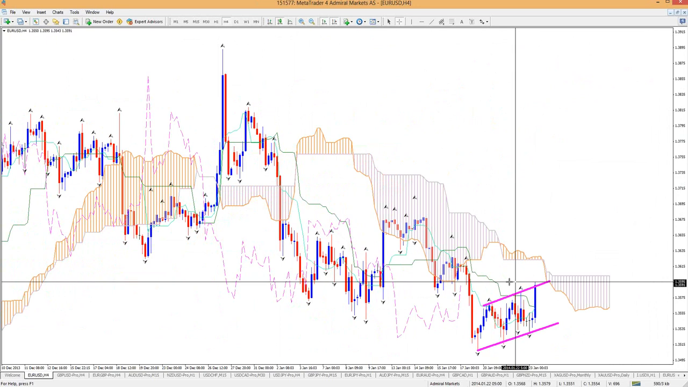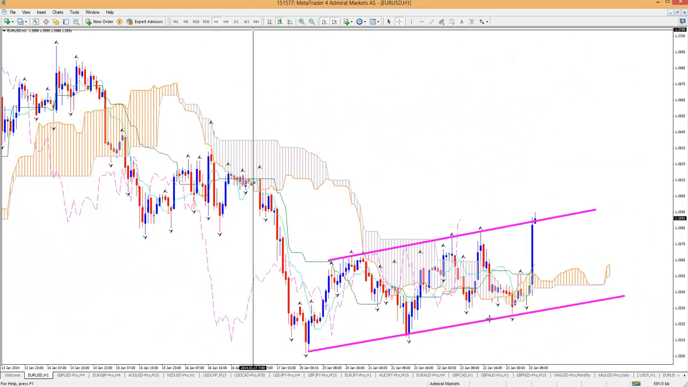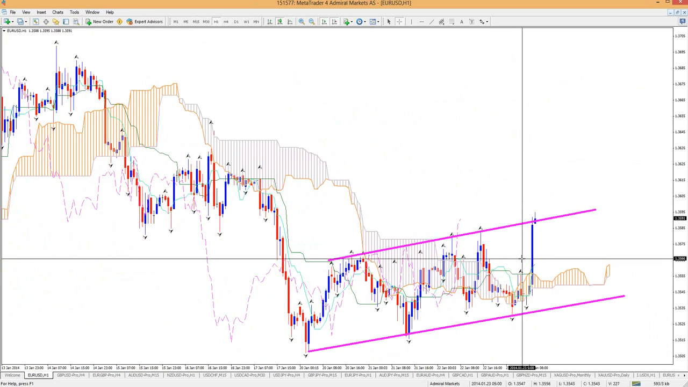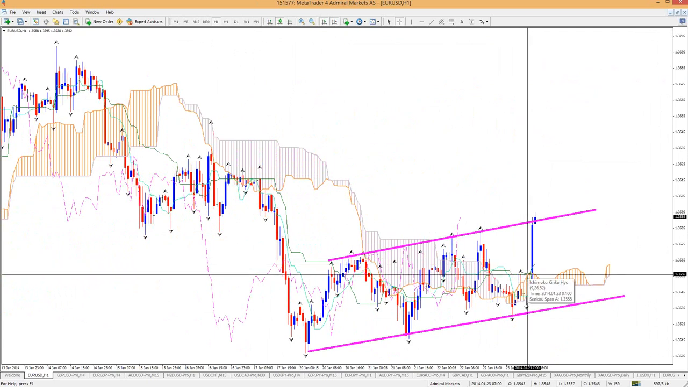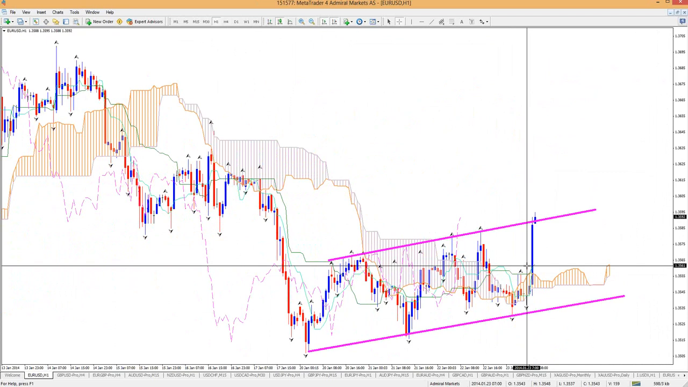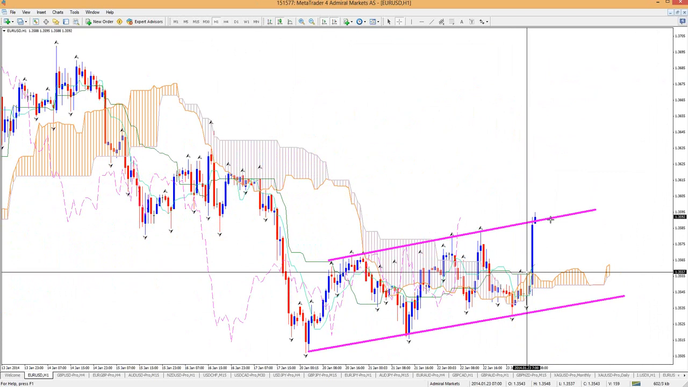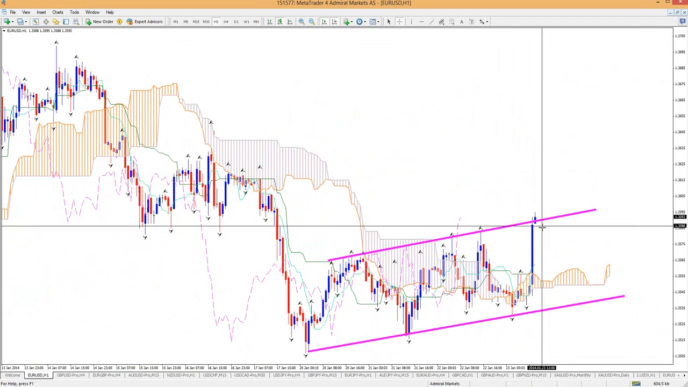And I also have a 1-hour Kumo break strategy, but looking for the Kumo break in the direction of the 4-hour trend, though. So this would be a counter-trend break to the upside here.